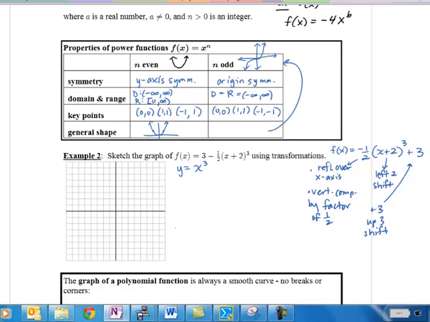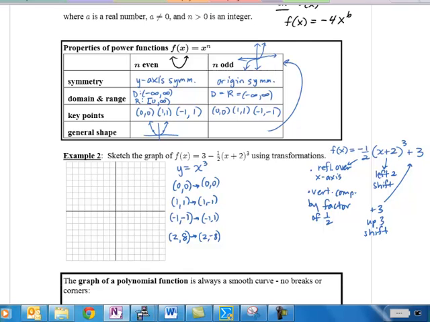So I want to start with some key points on x cubed, and we had (0, 0), (1, 1), (-1, -1), and let's find one more that would distinguish it from x to the fifth, for example. How about if we use 2, we would have 8. Let's do the reflection over the x-axis. That's going to change the y-coordinates. So now we'll have (0, 0), (1, -1), (-1, 1), and (2, -8).